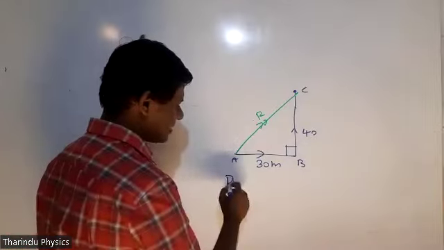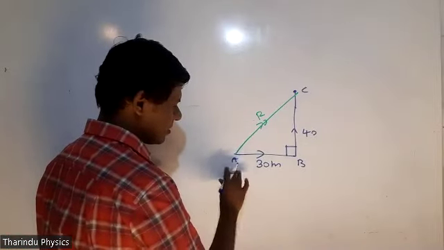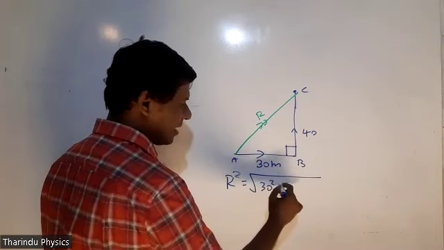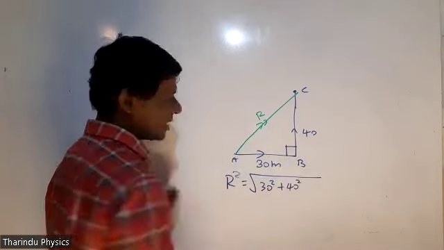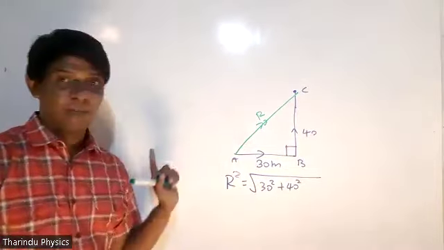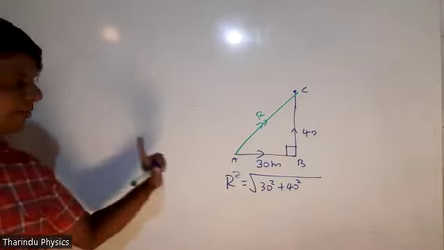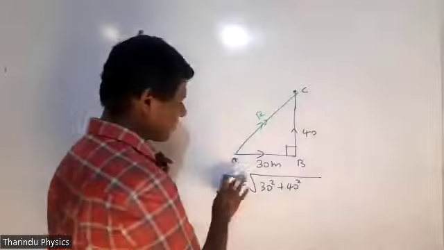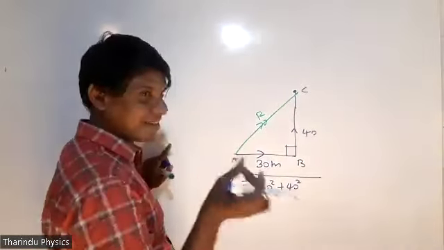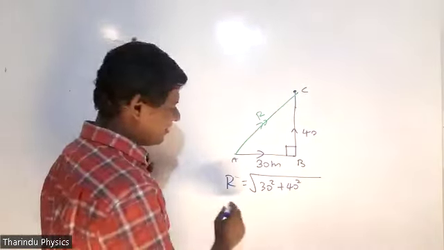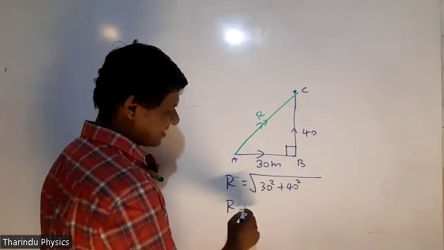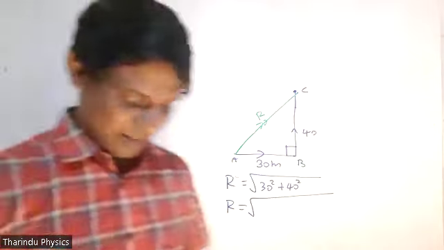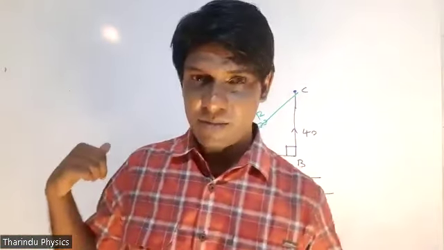See, R is equal to what? Square root of 30 squared plus 40 squared, because last week I taught you enough Pythagoras and I gave you a homework sheet to practice Pythagoras. That's enough. If somebody still can't understand Pythagoras, just drop a message. I will explain Pythagoras to him or her first and then go on.